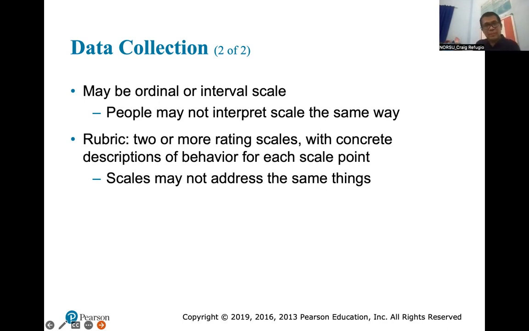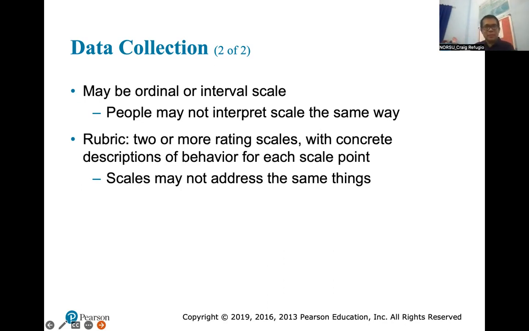Next one is ordinal. In the ordinal level, there is still nominal: you can still find classification or identification purposes. However, there is an additional characteristic, the ranking or the ordering. There is a possibility of ranking. There is a possibility of ordering. So for example, the K-12 program of the Department of Education.